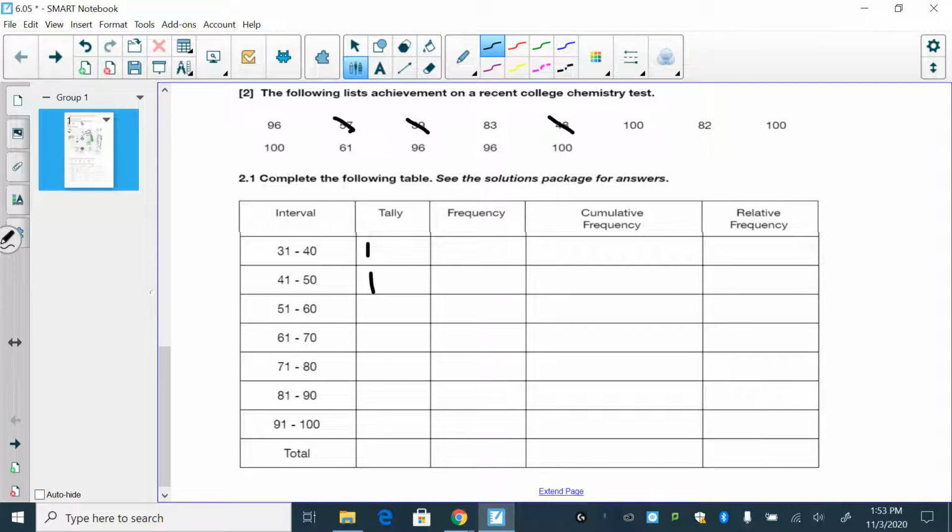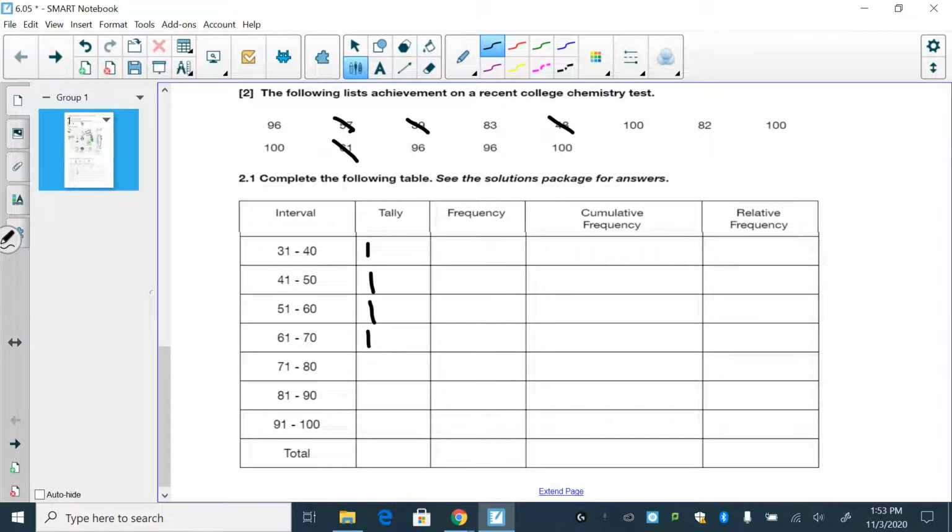51 to 60. So I see that one. I don't see any more. Okay. 61 to 70. There's a 61. I don't think I see any more. 71 to 80. Remember, if I miss it, it's no problem because I can go back. Doesn't look like I see any. So I'm not going to put in any ticks.